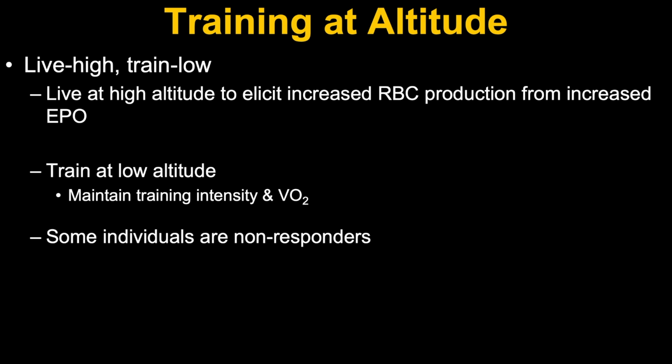That is, we want to live at high altitude, but then come down to a low altitude to perform our training. The theory is that if we live at high altitude, we'll elicit an increase in red blood cell production and of course hemoglobin from the increase in release of erythropoietin or EPO from the kidney. And then if we couple that with training at low altitude, that will allow us to maintain our training intensity and oxygen consumption. This therefore can improve exercise performance. It's important to note that some individuals are actually non-responders to this kind of training.